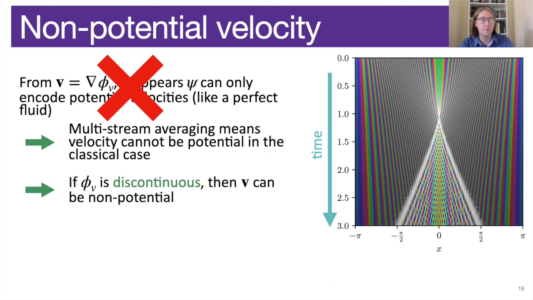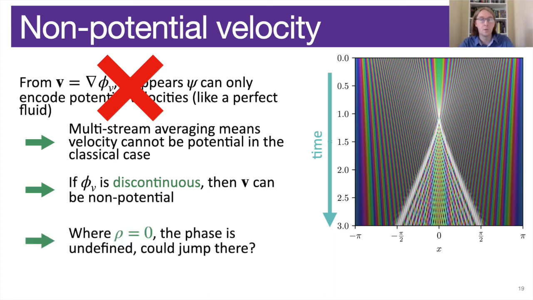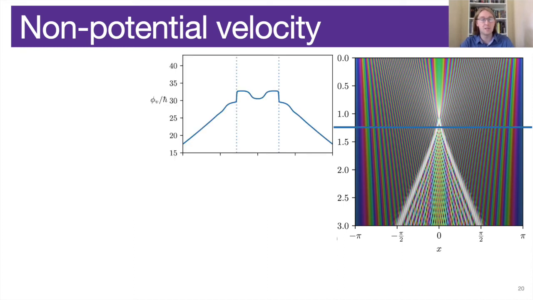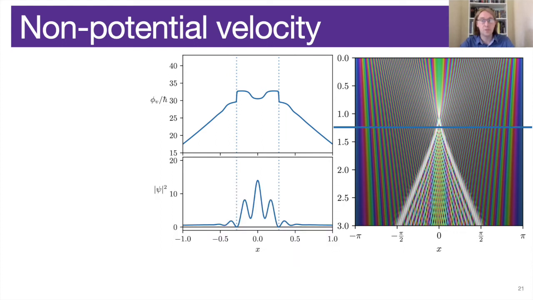If the phase of the wave function is discontinuous, then the gradient of the phase becomes ill-defined, and we could develop non-potential velocity points. We also know that where the density of the wave function vanishes, the phase is undefined. So maybe those are the points where this discontinuity could occur. Let's look at the phase of the wave function at a constant time. Let's take a slice through our 2D wave function, and indeed we see that the phase does develop discontinuities. And those discontinuities correspond to zeros in the density field.